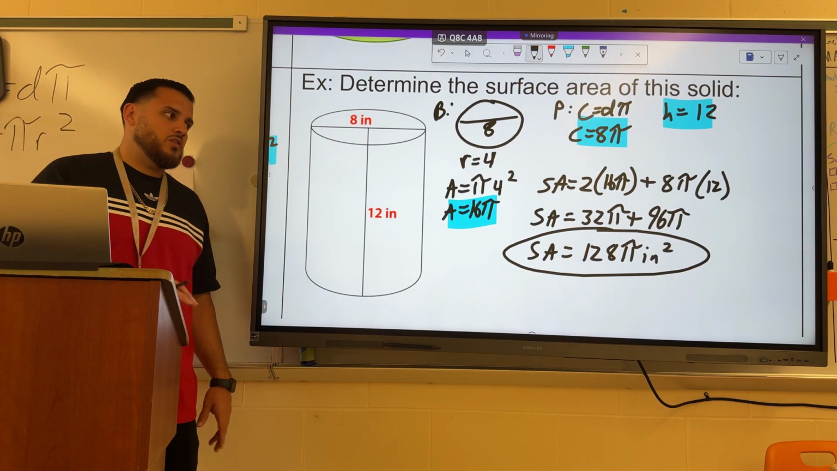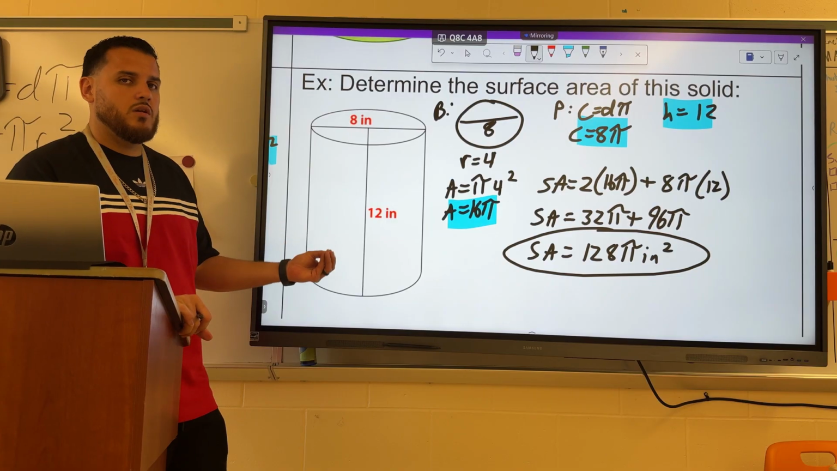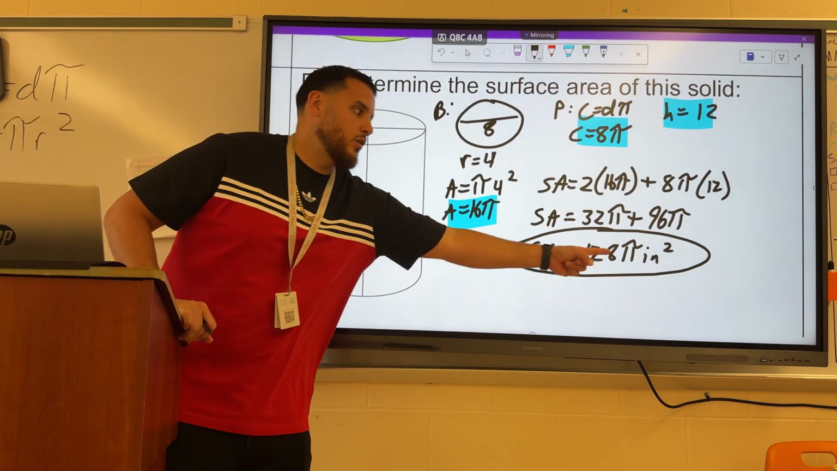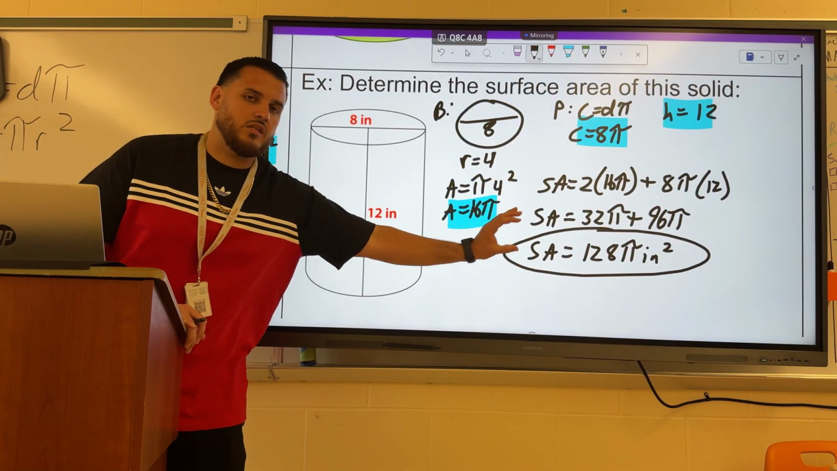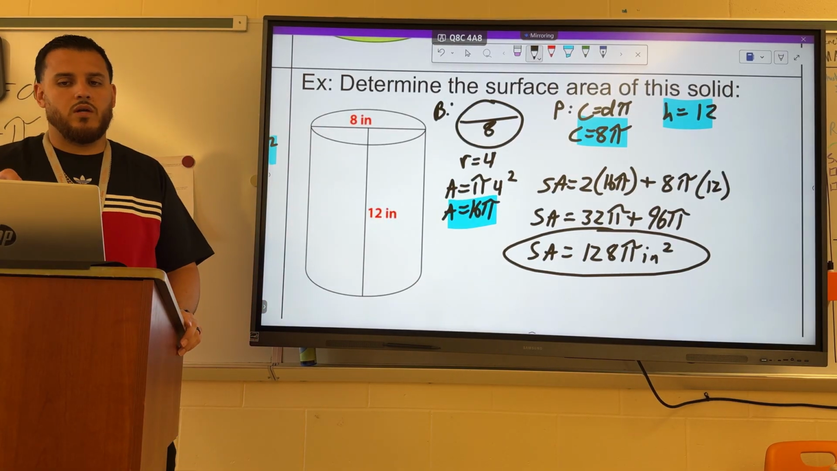I've neglected to mention so far, surface area is still a 2-dimensional measurement. It's still going to be units squared, even though we're dealing with 3D shapes. This is a 2D measurement, so always units squared.